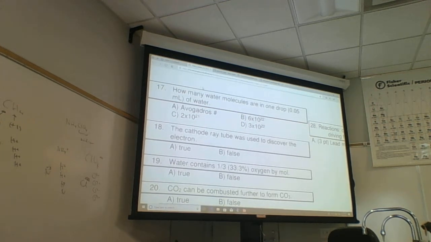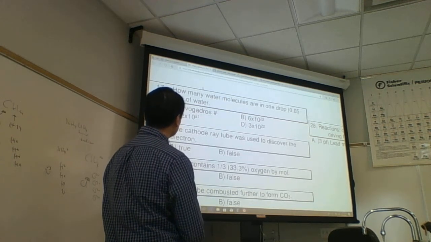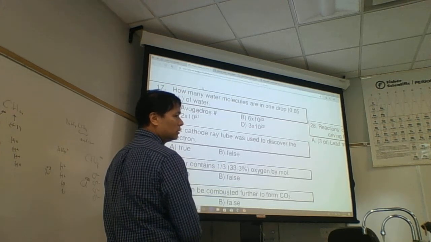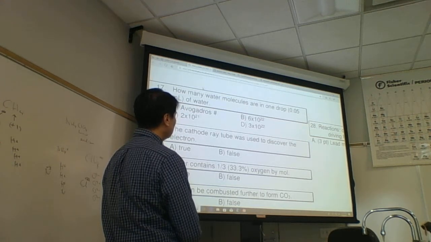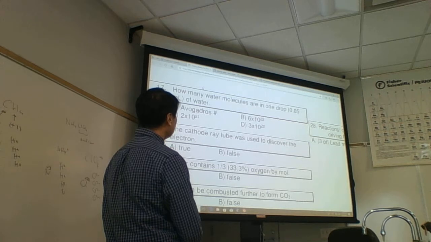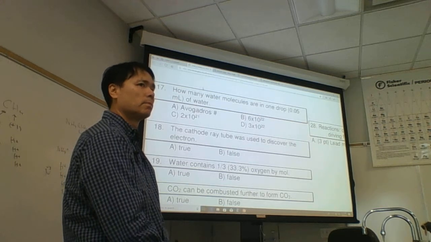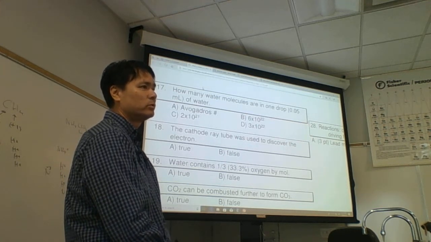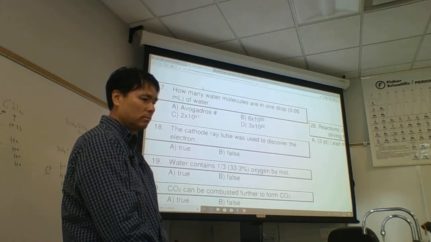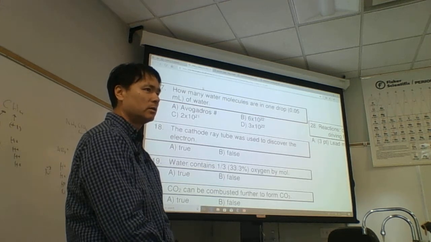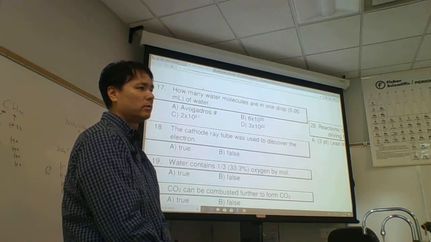How many water molecules are in one drop of 0.05 milliliters of water? No, not A. Avogadro's number is a mole of water. Do you know how much a mole of water weighs? 18 point something grams, 18.02 grams. 18.02 grams of water is how many milliliters of water? 18 milliliters of water. We know that because of the density of water.